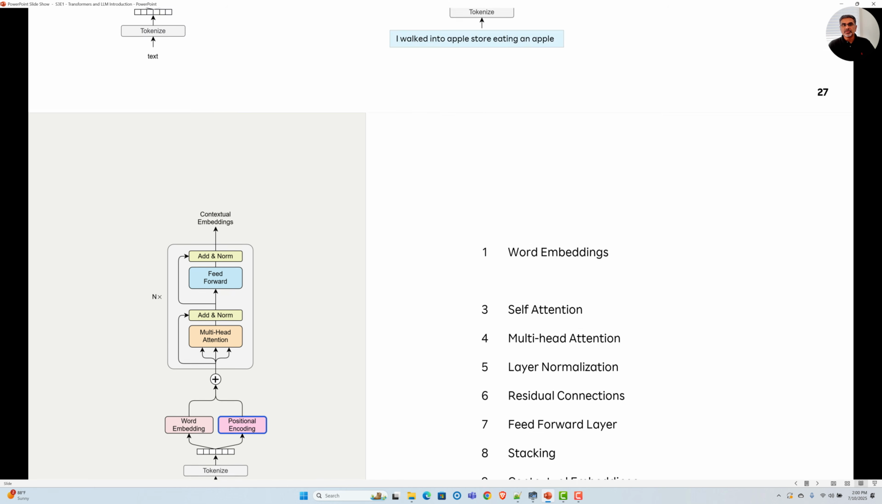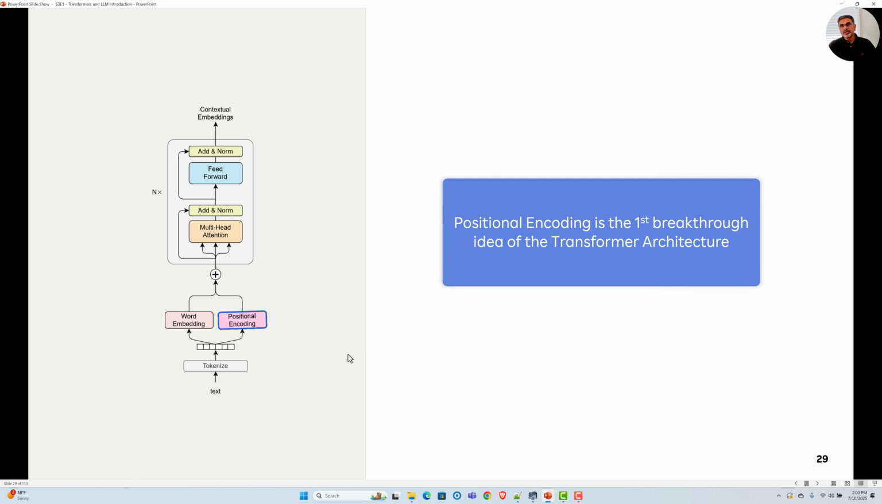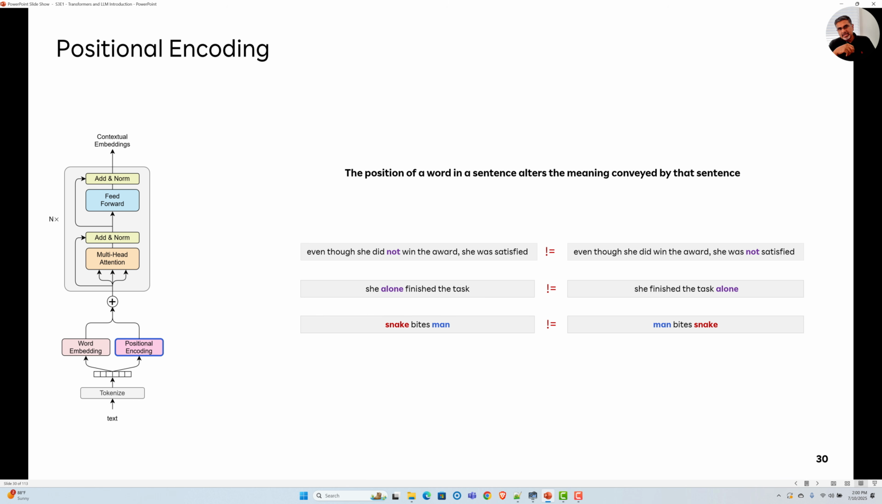All right. Now let's go and look at the next part of the transformer, which is called positional encoding. Positional encoding is the first breakthrough idea of the transformer architecture. So let's spend some time trying to understand what this is. What we know is that in text or language, the order in which words appear matters. Just look at these sentences. Even though she did not win the award, she was satisfied. Versus, even though she did win the award, she was not satisfied.